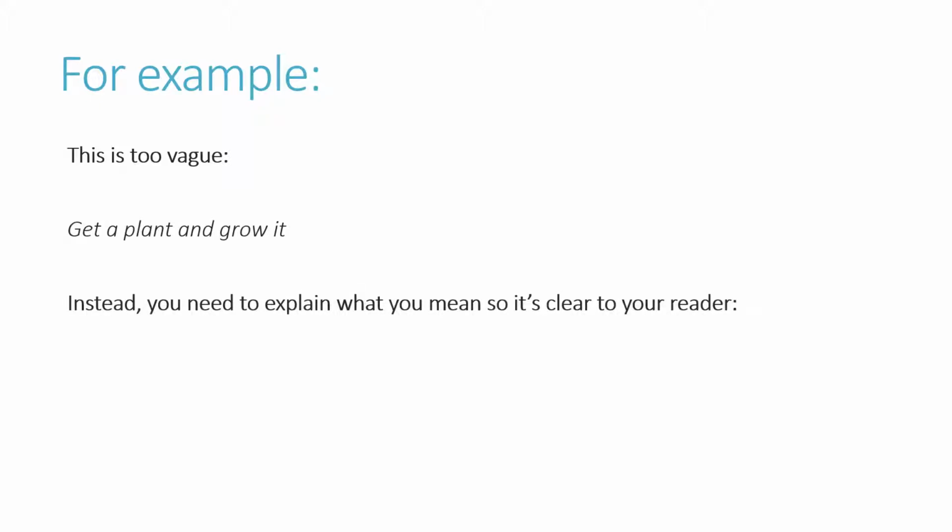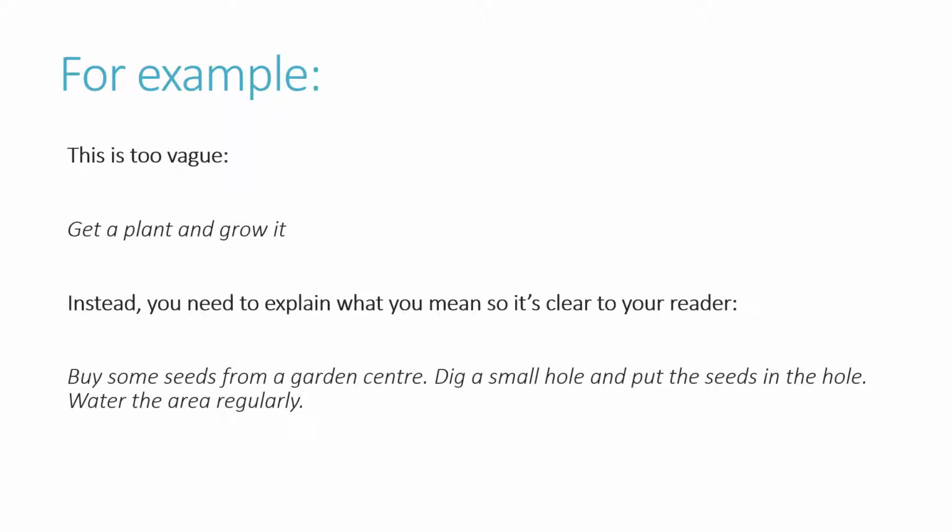For example, this is too vague. Get a plant and grow it. Instead, you'd need to explain what you mean so it's clear to your reader. For example, buy some seeds from a garden centre. Dig a small hole and put the seeds in the hole. Water the area regularly. There the reader has much more information and then explains the process of how they go about getting a plant and how they go about growing it.